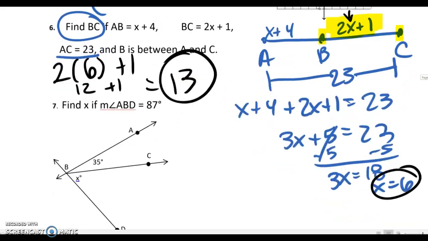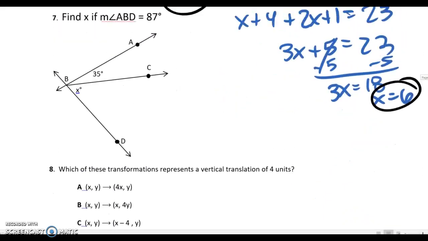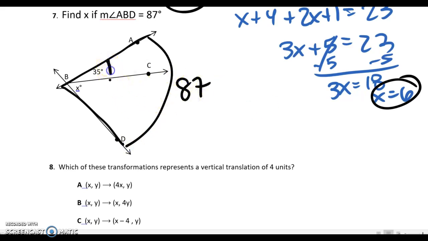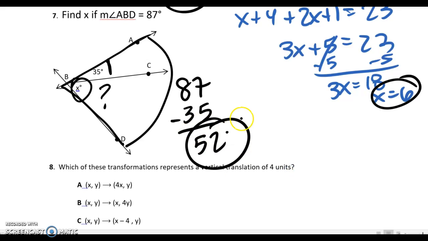For number 7, this was a warm-up question. You have to find x. If the entire thing, AEB, is the entire angle. If the entire angle is 87, I already have 35. How much is the rest? So you take 87 and subtract 35. Oh, you don't have to borrow. My bad. 7 minus 5 is 2. 8 minus 3 is 5. Your answer is 52 degrees.